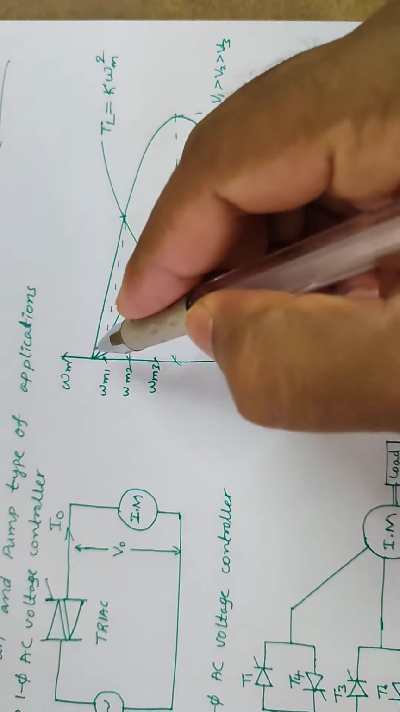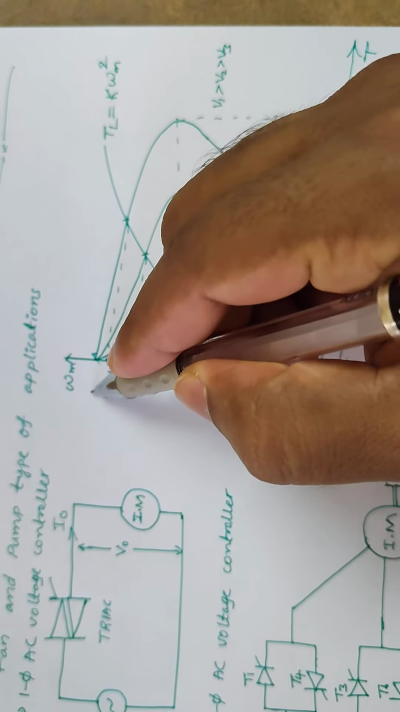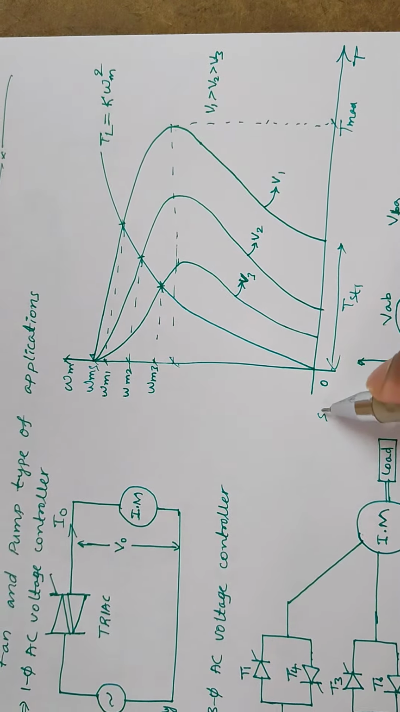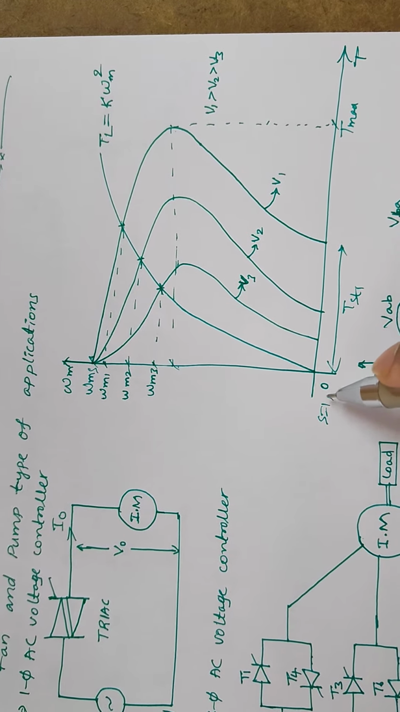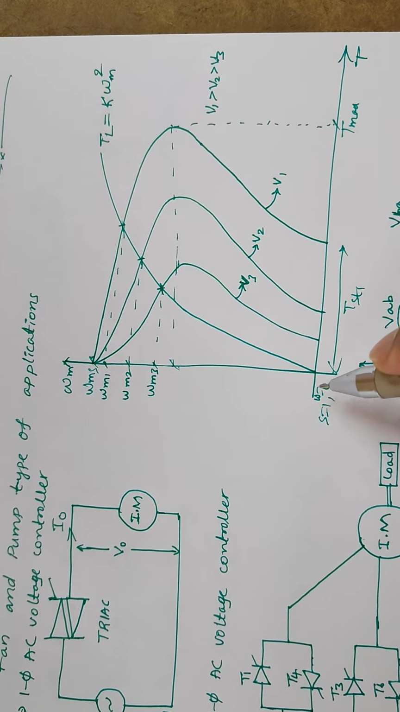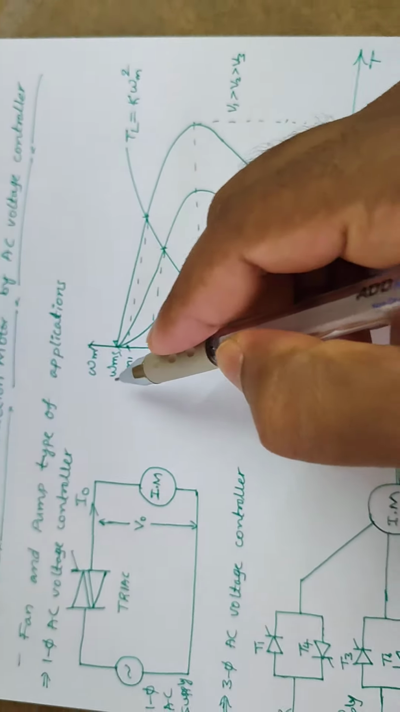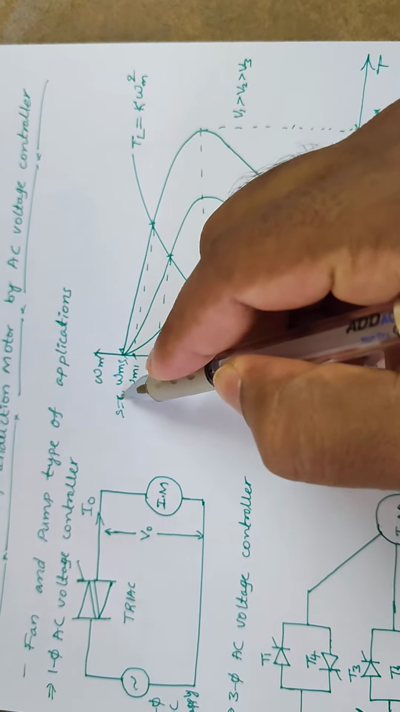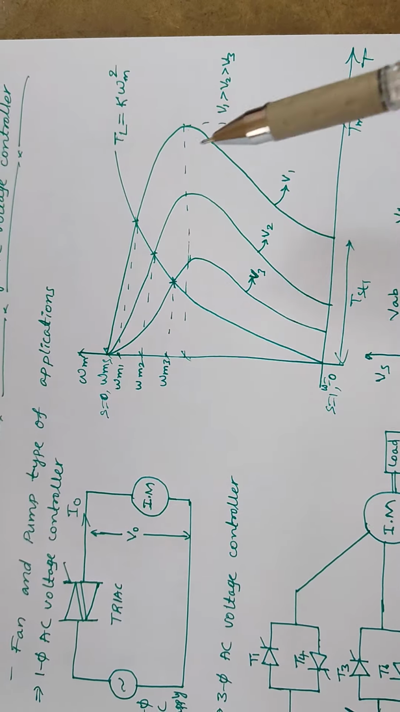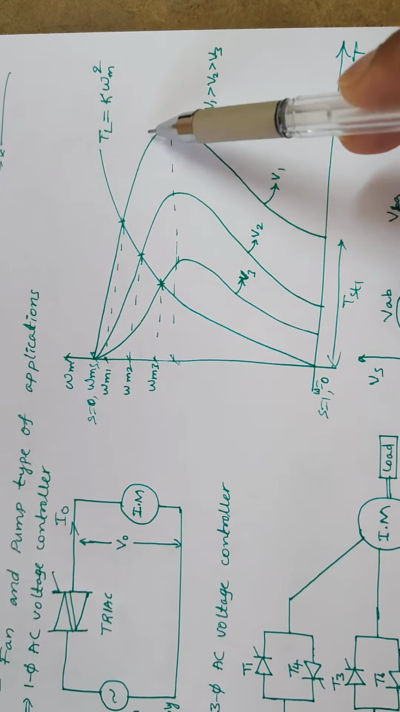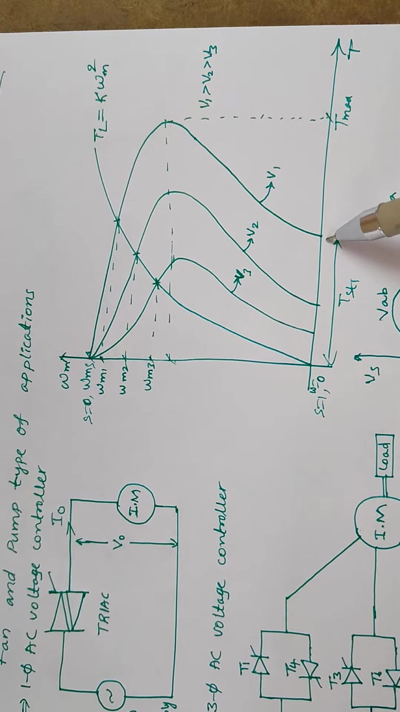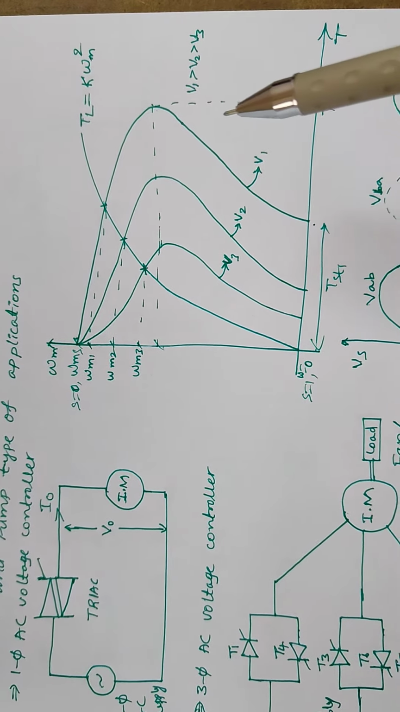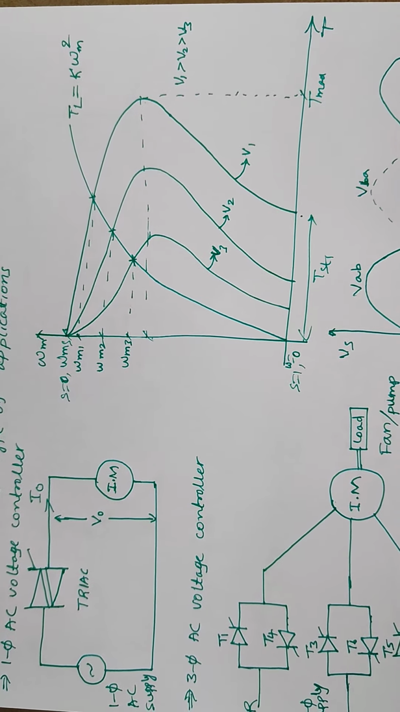Here this is synchronous speed omega ms, where slip s is equal to 1 or speed omega is equal to 0, up to omega ms, where the slip is equal to 0. So in this way the normal single speed torque characteristics look like this. If you are controlling the voltage, then what will happen to the speed torque characteristics, that we'll see.